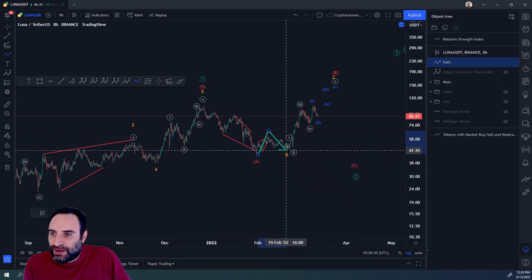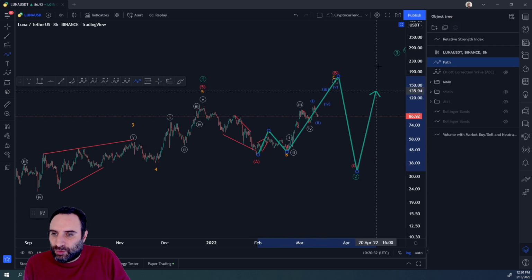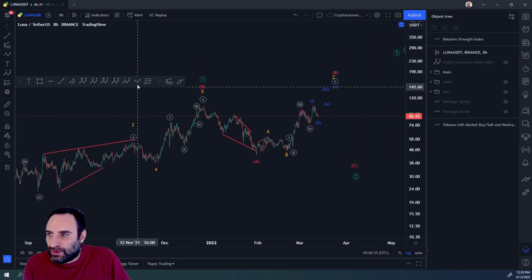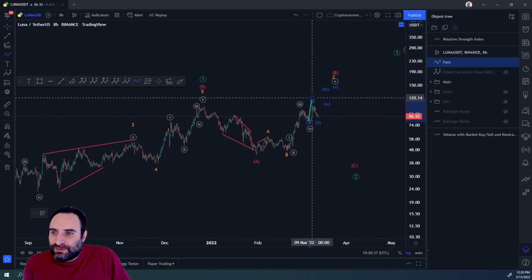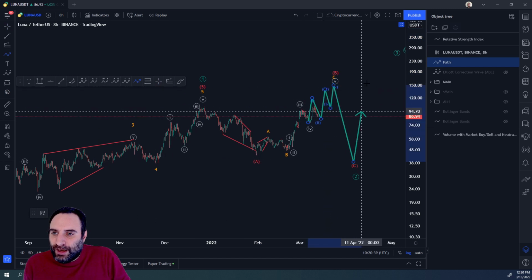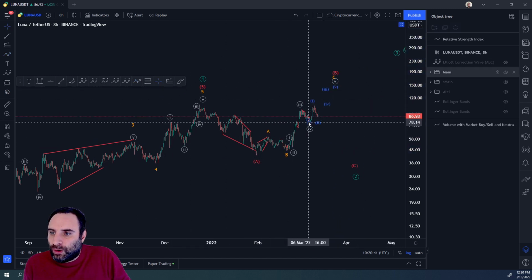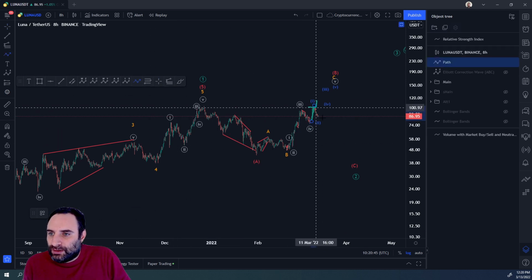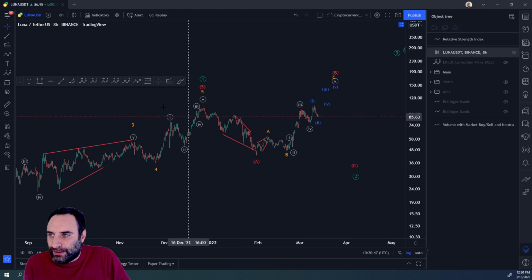Which means we'll have A, B, and C, and then we'll get 2 and move all the way up to 3, 4, and 5. By wave 5, it's 1, 2, 3, 4, and 5, and we're gonna go like this, or we ended it here, and then we're gonna go down and we'll continue higher.